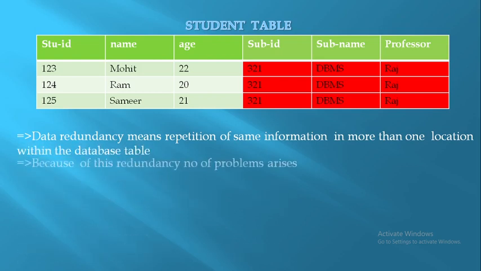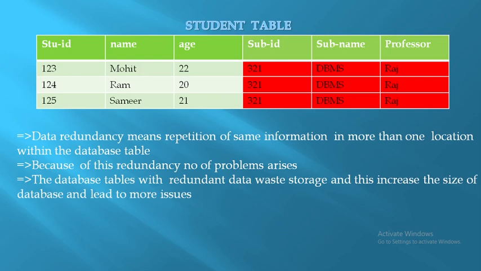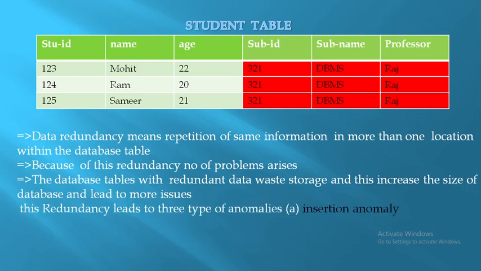Because of this redundancy, a number of problems arise. The database table with redundant data wastes storage, and this increases the size of the database. This redundancy leads to three types of anomalies: insertion anomaly, deletion anomaly, and updation anomaly. Let us understand these three anomalies in detail.